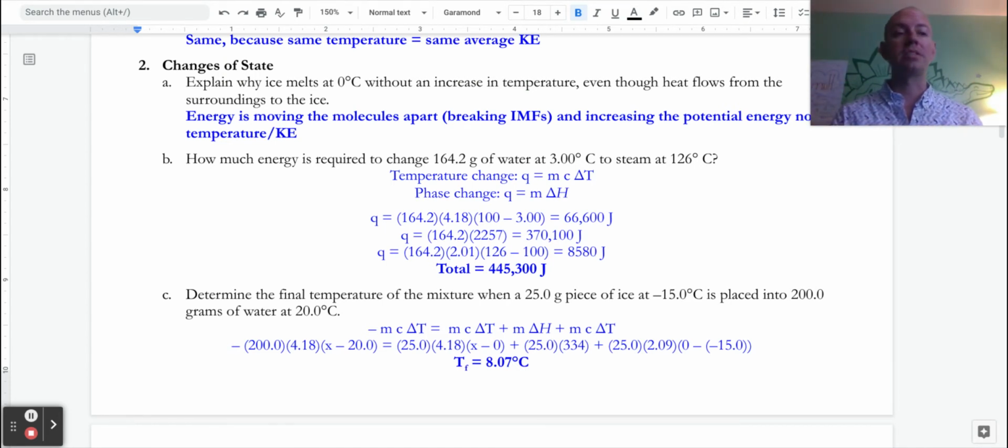And during that process, we are breaking the intermolecular attractions, in this case, specifically the hydrogen bonds between the water molecules, and increasing the potential energy of those particles. They aren't actually moving faster, they're just a little bit further apart and moving more freely.